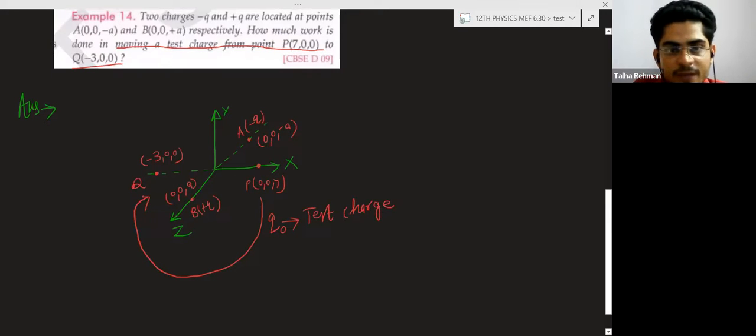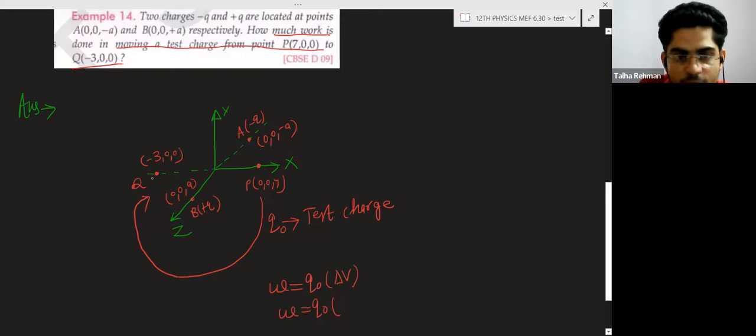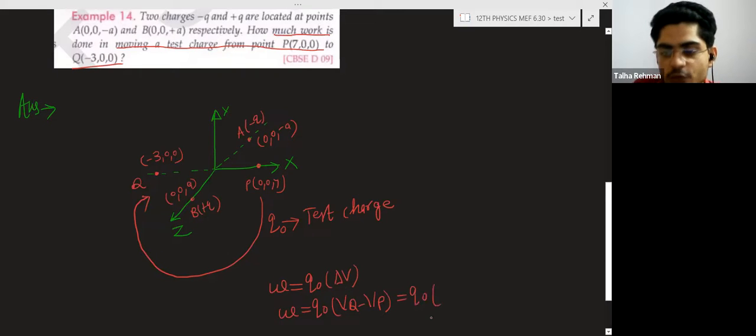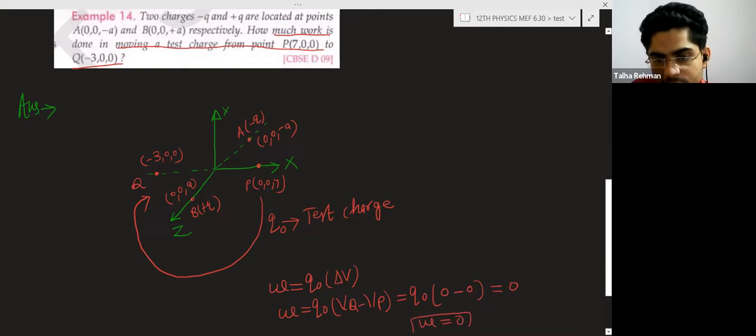So they have asked how much work is done, and we know work is charge into change in potential, W is equal to Q naught delta V, and we have calculated the potential at point Q. Delta V means final potential minus initial potential, that is potential of Q minus potential of P. As these are equatorial positions, as I have already mentioned, here the potential is 0, here also the potential is 0, means the work done is 0. This is the answer. Okay.